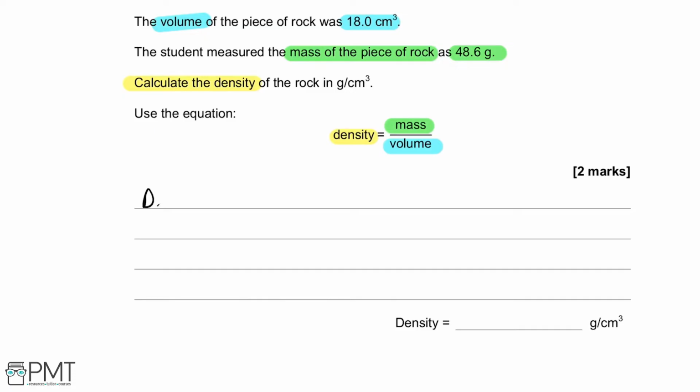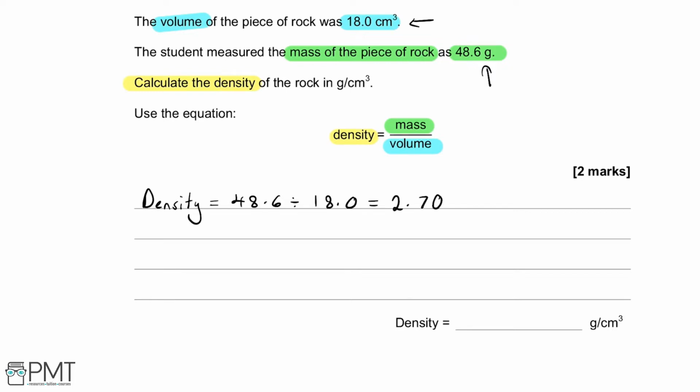So, density equals the mass, 48.6 grams, divided by the volume, 18.0 centimetres cubed. And if you put that into your calculator, you'll get an answer of 2.7.